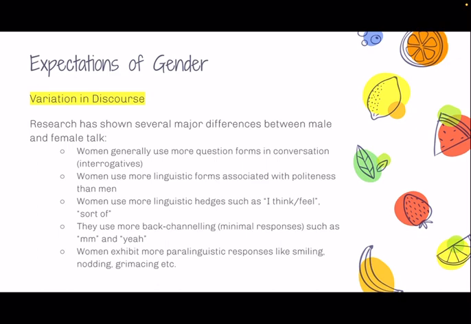Okay, research has shown several major differences between male and female talk. This would be a good thing to put in your notes. So women generally use more question forms in conversation. Women use more linguistic forms associated with politeness than men, so they're more likely to use politeness strategies. Women use more linguistic hedges such as I think, I feel, or sort of, or kind of. They use more back channeling or minimal responses such as and yeah. Women exhibit more paralinguistic responses like smiling, nodding, grimacing, and so on.